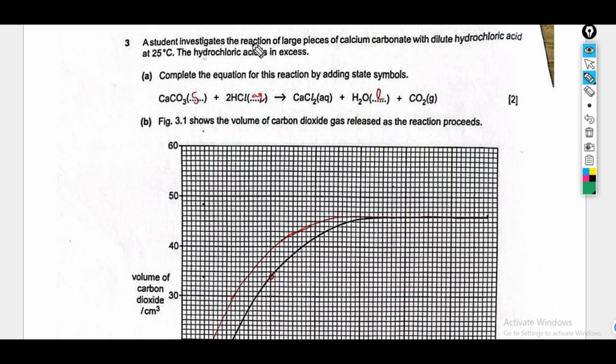A student investigates the reaction of large pieces of calcium carbonate with dilute hydrochloric acid at 20 degrees centigrade. The hydrochloric acid is in excess. Now complete the equation for the reaction by adding state symbols. Calcium carbonate is a solid, hydrochloric acid aqueous, calcium chloride aqueous, water liquid, carbon dioxide gas.